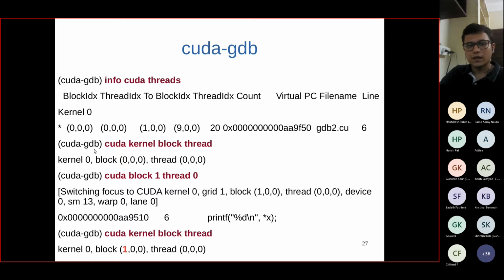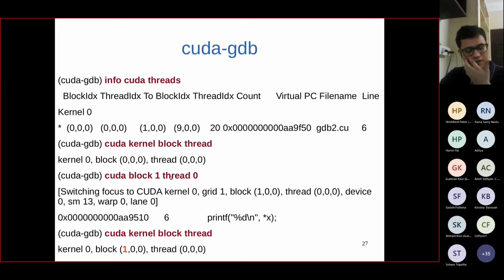Apart from that, we can check what is the current focus of cuda-gdb using the command cuda kernel block thread. It will say that currently I'm focusing on kernel 0, block 0, and thread 0.